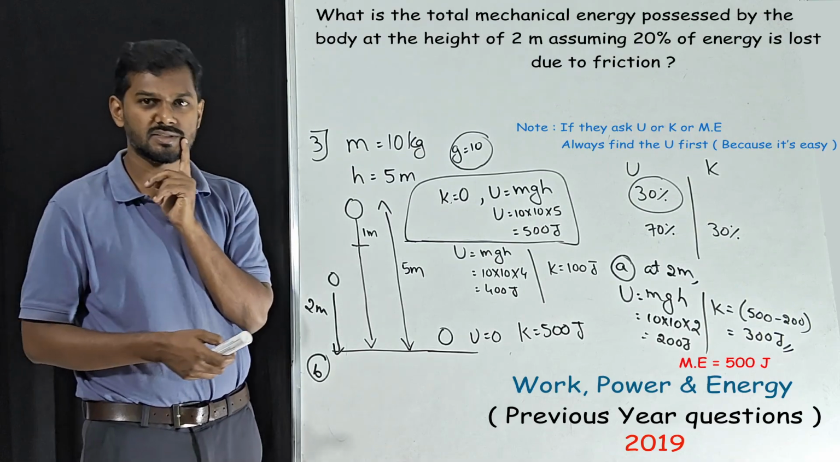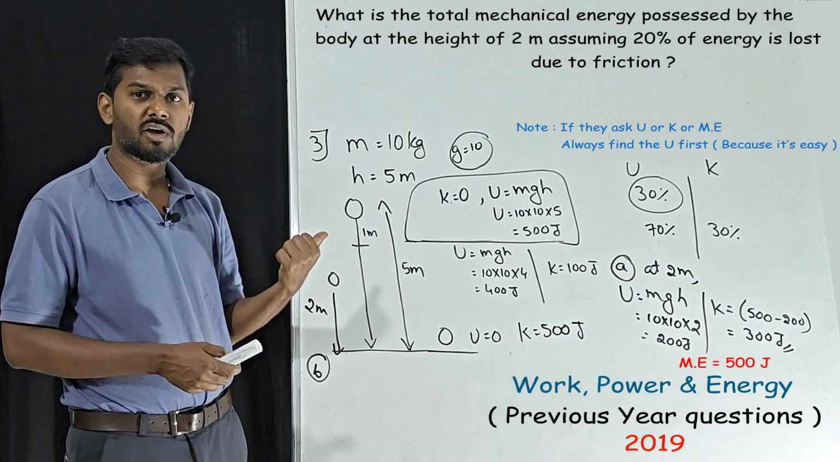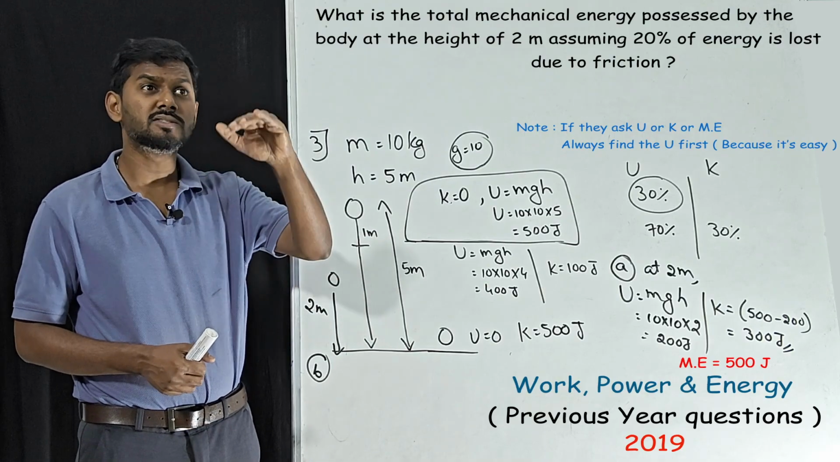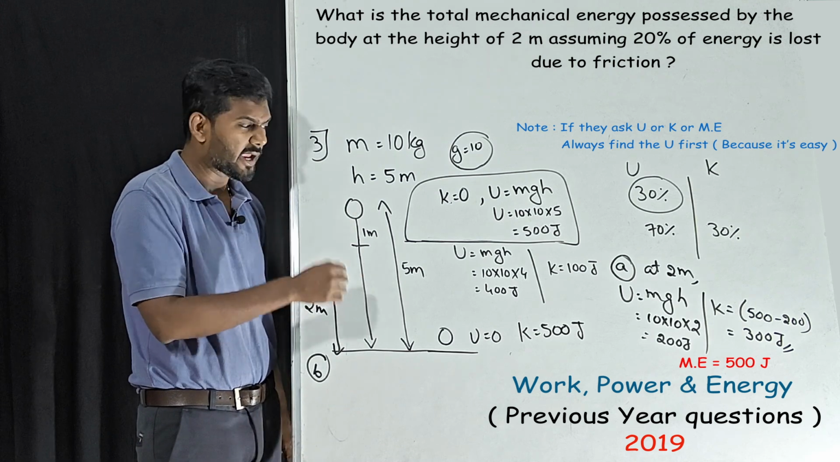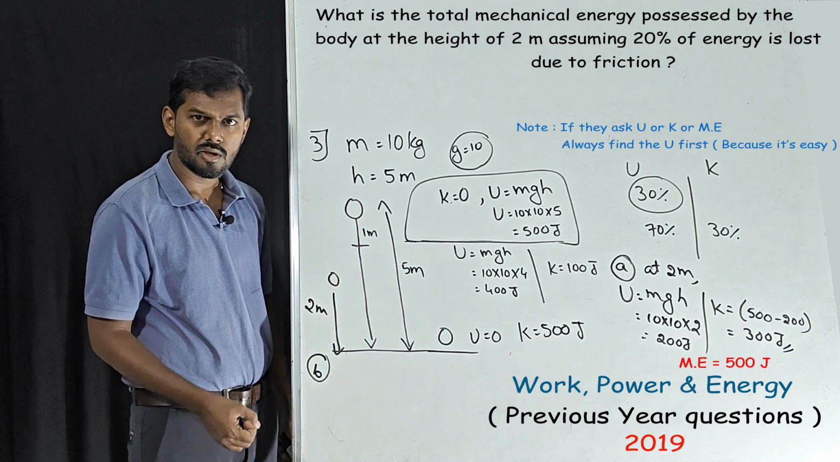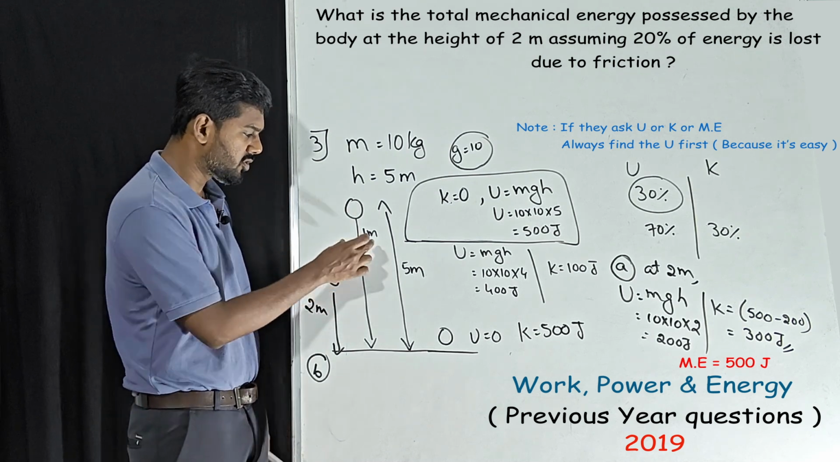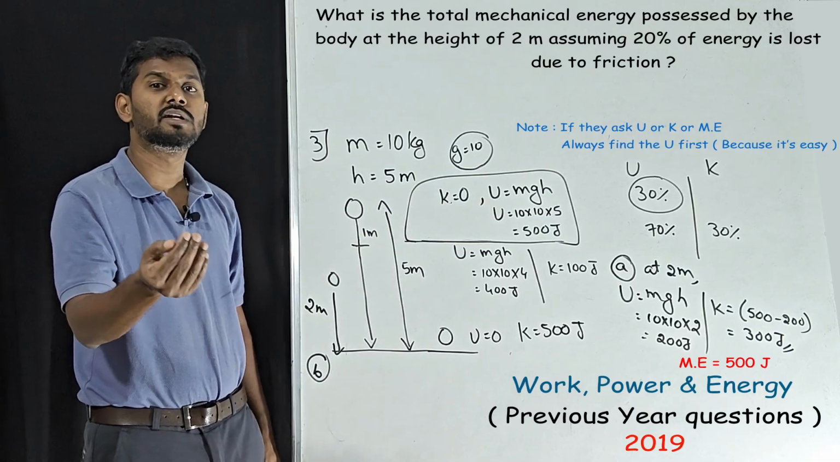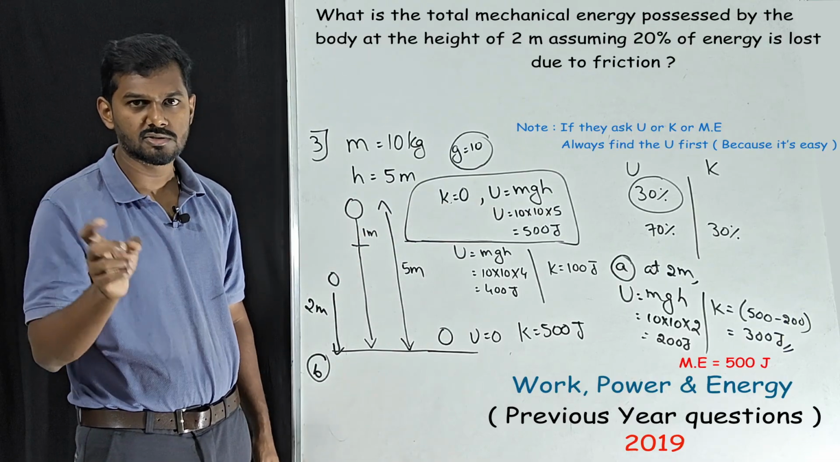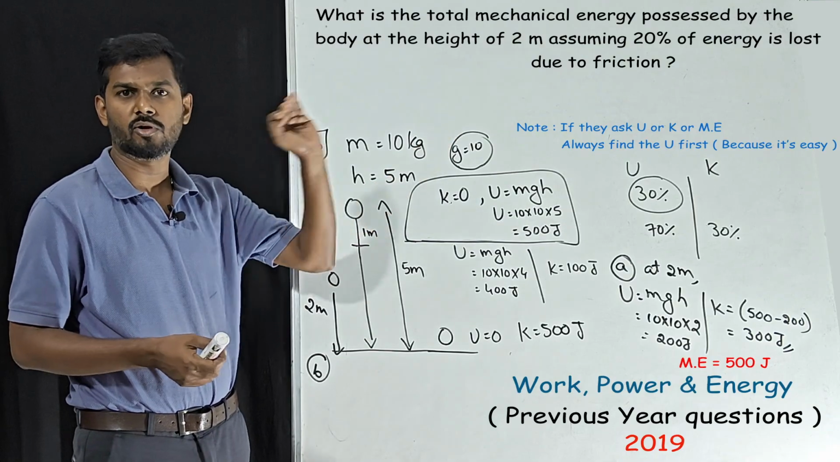Now this is a serious thing. Because initially it was frictionless. Now 20% energy is lost. So we know mechanical energy remains the same at every point. So for this question, mechanical energy is 500 joules. What is 20% of 500 joules? 100 joules. So remove that, the final answer will be 400 joules.